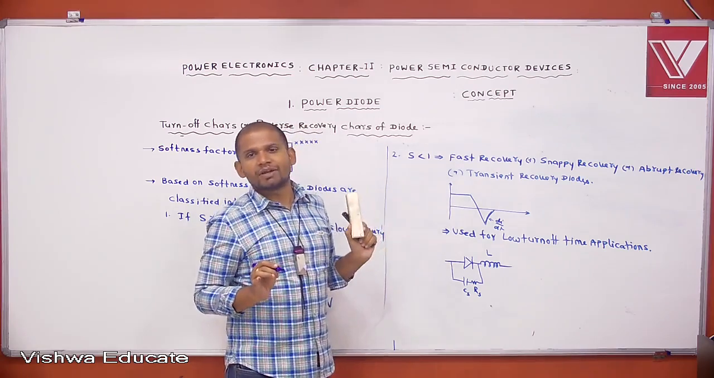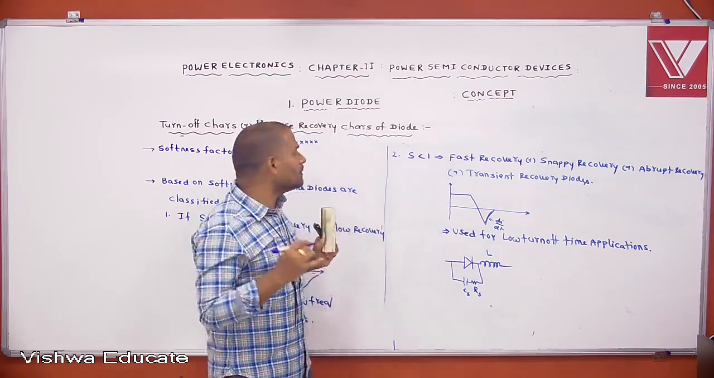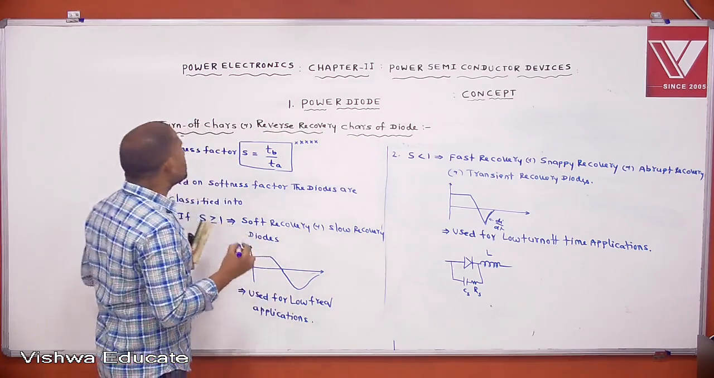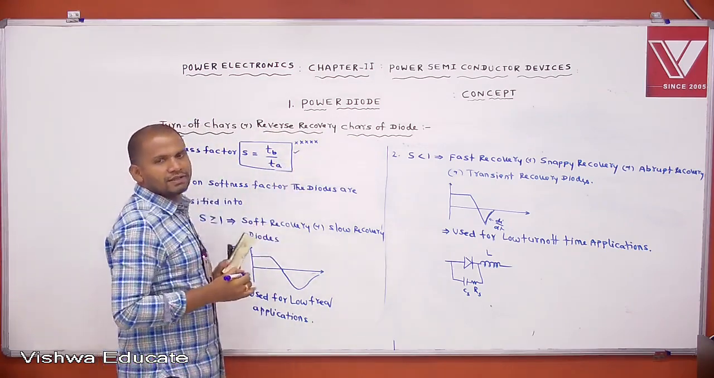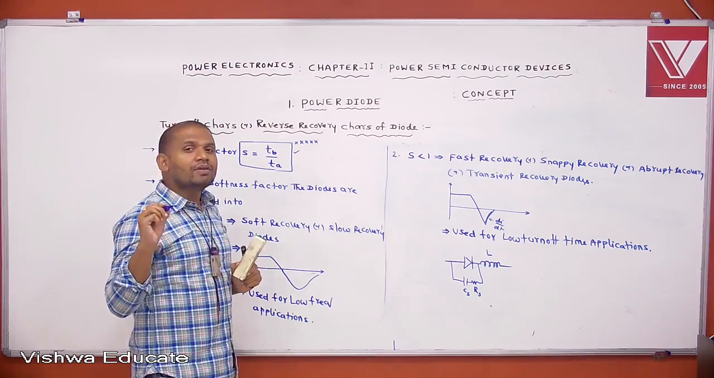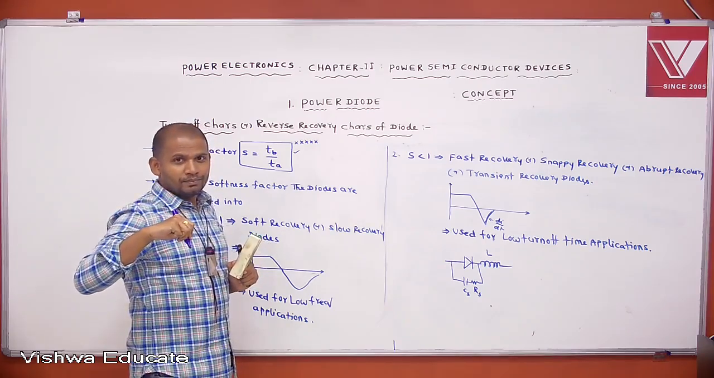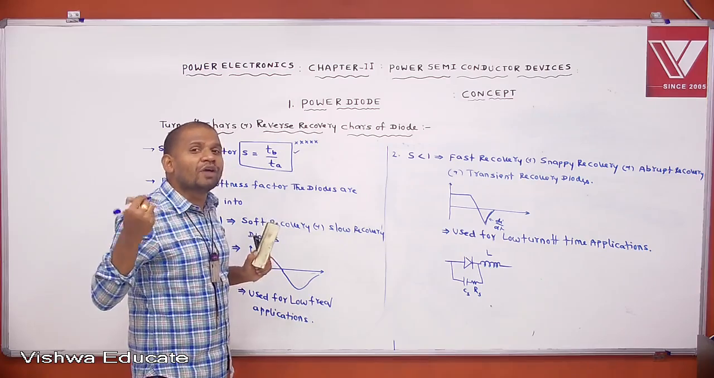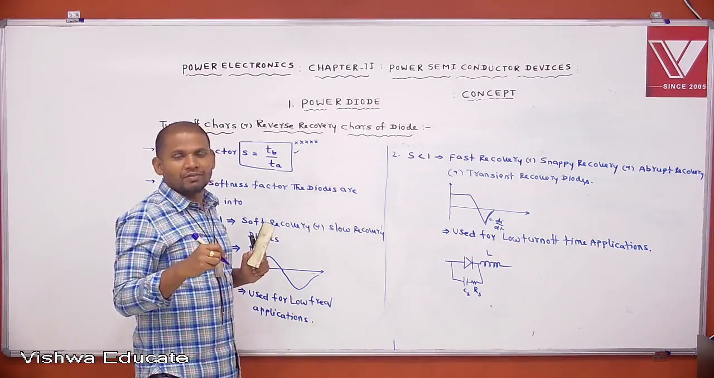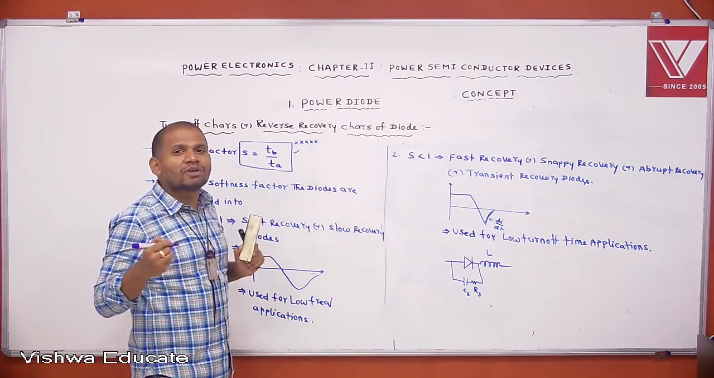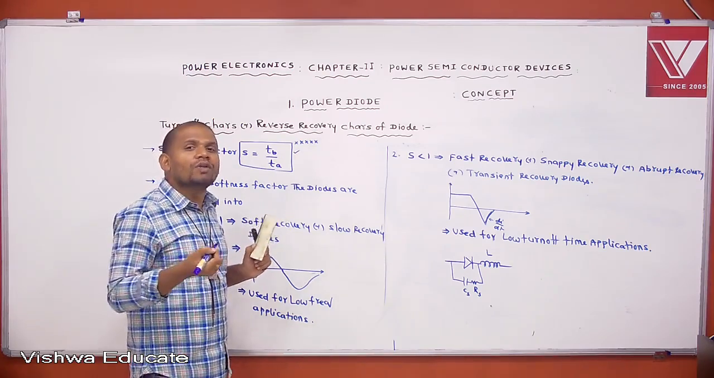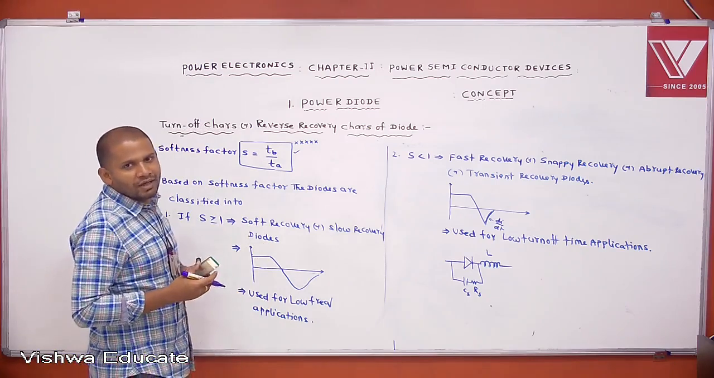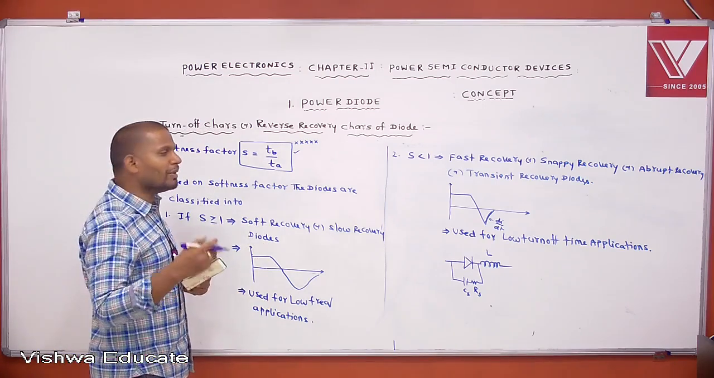Now this is about types of diodes based on softness factor. Based on softness factor, the diodes are mainly of two types: one is soft recovery diodes and another one is fast recovery diodes. This softness factor is S. But the point to remember is that, apart from types of diodes due to softness factor, there are types of diodes due to application. Now I want to explain what the different types of diodes based on application are, and how the diodes are classified.